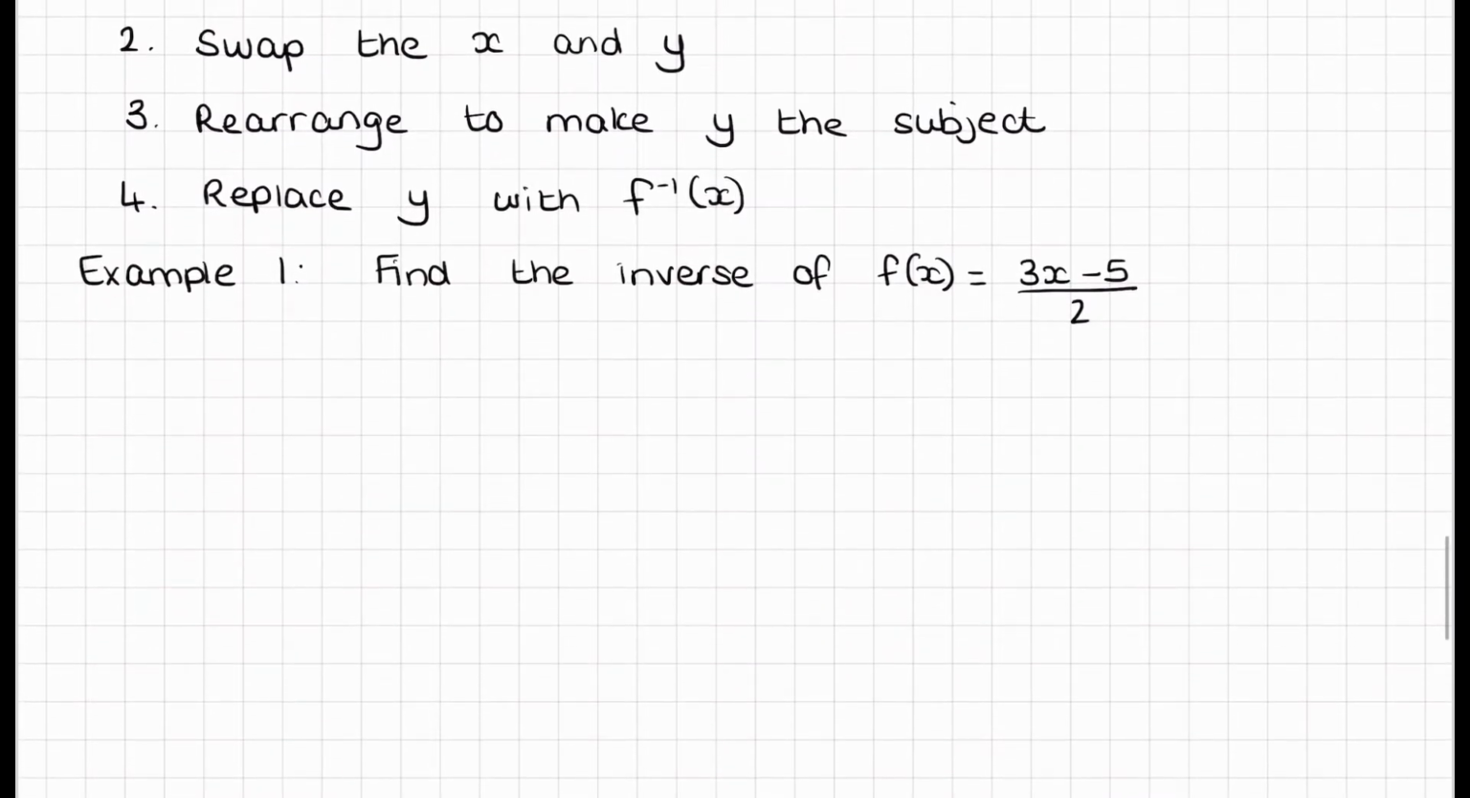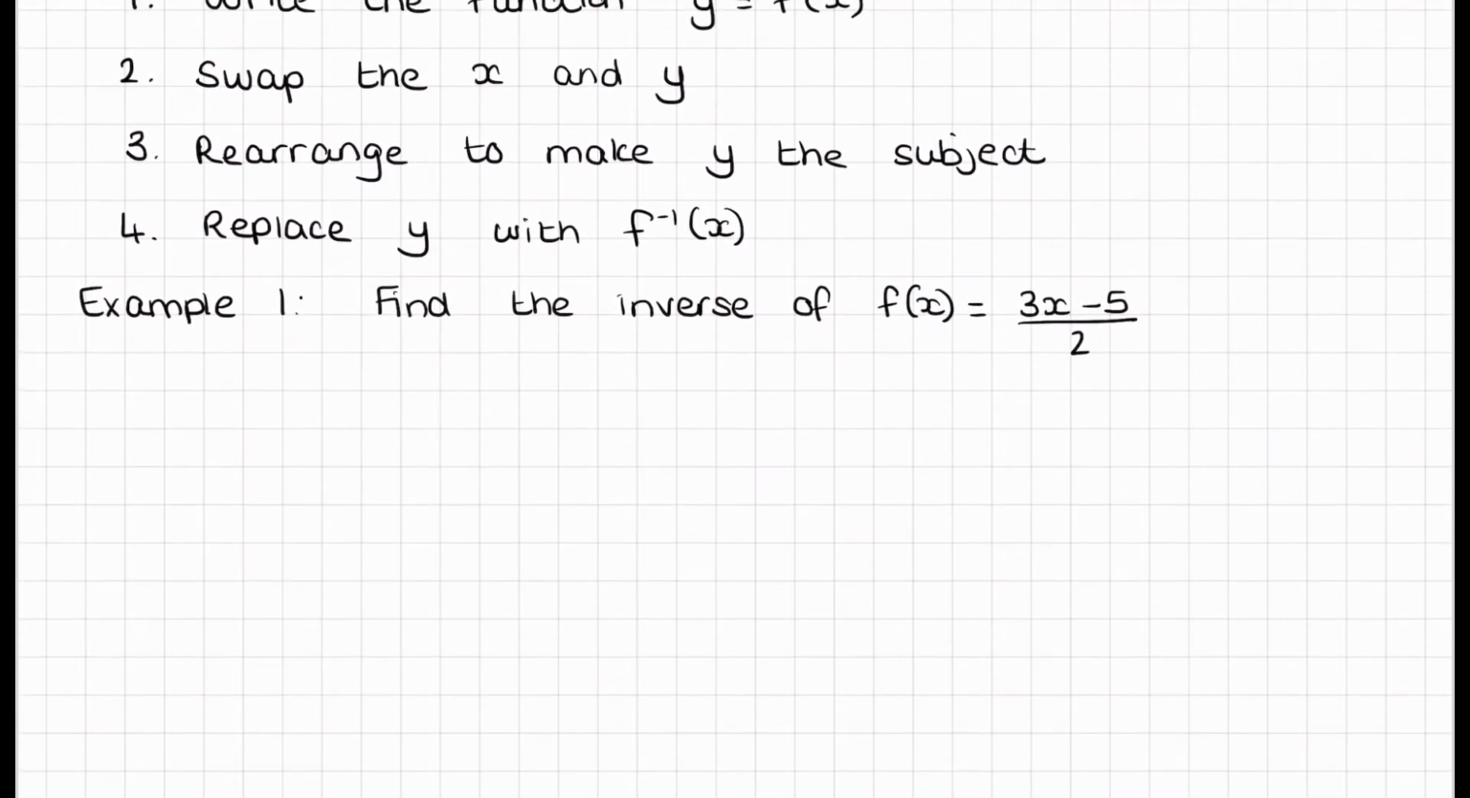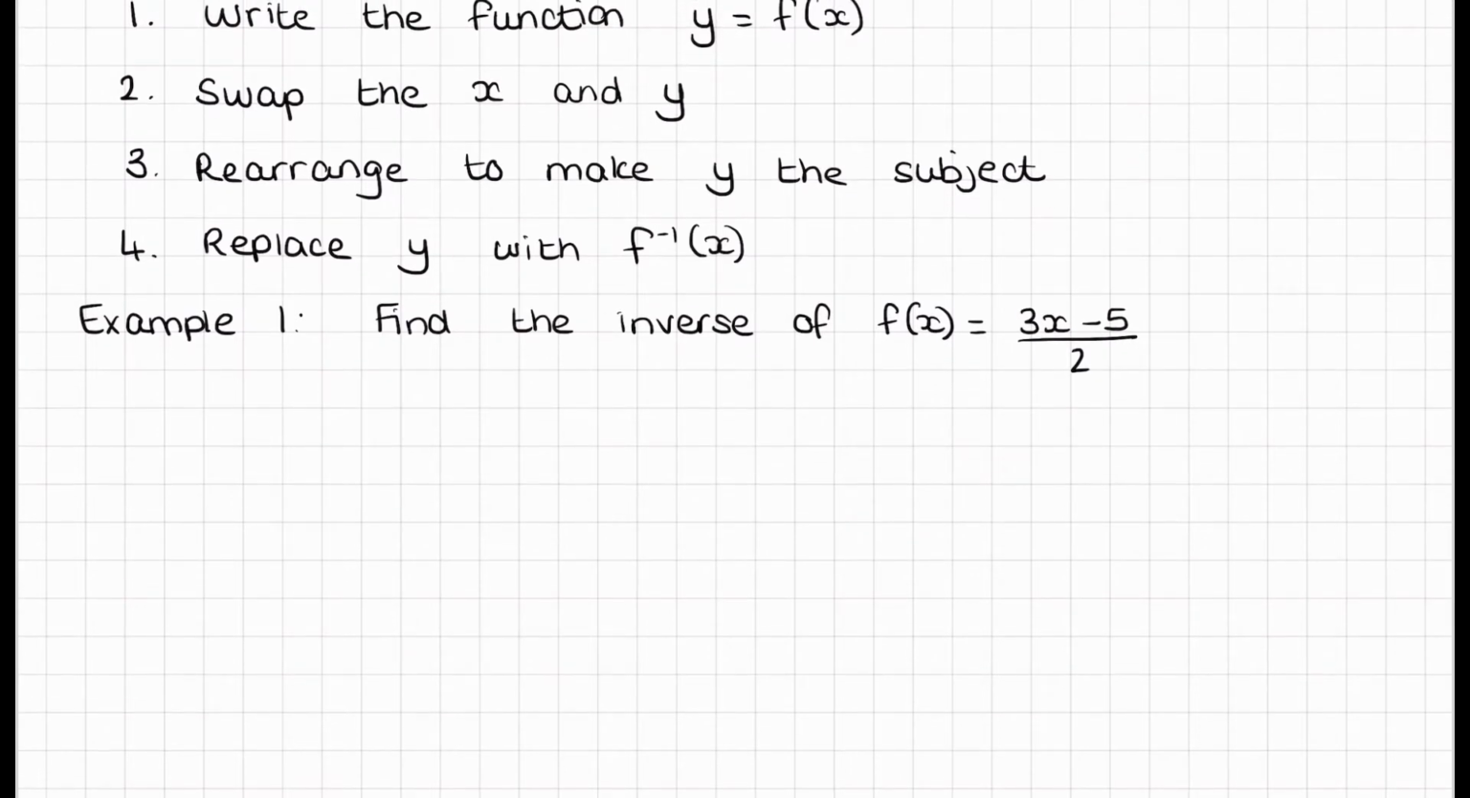Quick example here, find the inverse of the function (3x minus 5) all divided by 2. So first thing we're going to do, step 1, write it as y equals. So y equals (3x minus 5) divided by 2. Step 2, swap the x and the y. So it'll be x equals (3y minus 5) divided by 2. Now rearrange it so it's y equals.